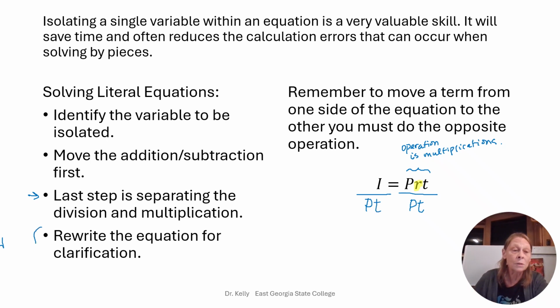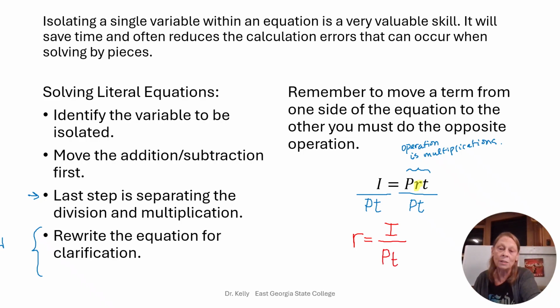Now the final step, which is often the most important, to be quite honest with you, is to rewrite the problem all cleaned up and pretty so you can use it later and it's not a garbled mess with a whole bunch of things crossed out. So now I'm going to write our solution, this literal equation, solve for R: R is equal to I over P times T.